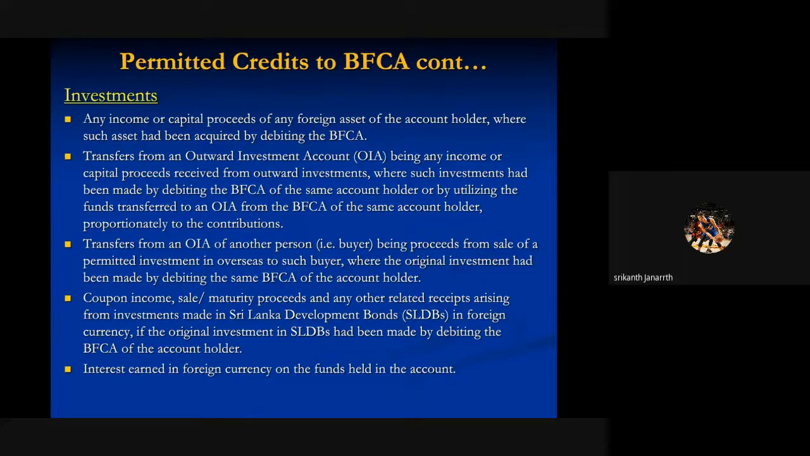So always remember the correspondent leg should be there. You can't put the credit to the BFCA without investing out of the BFCA. When something is coming to the BFCA as a credit, you should know whether the investment also went from the same account. Then only the other leg can come in. So whenever realized proceeds of an investment from overseas come into a particular account, make sure the money to acquire that investment also went out from the same account.